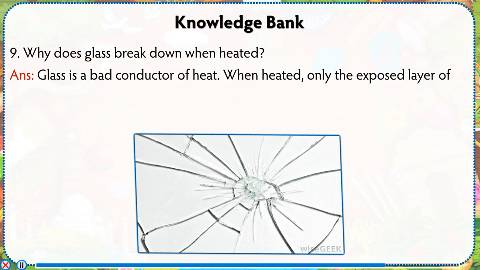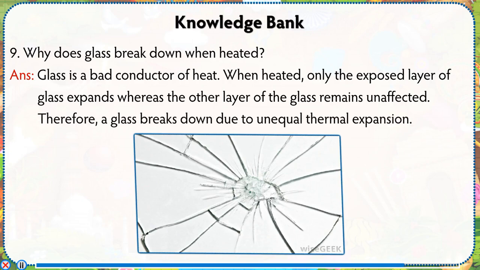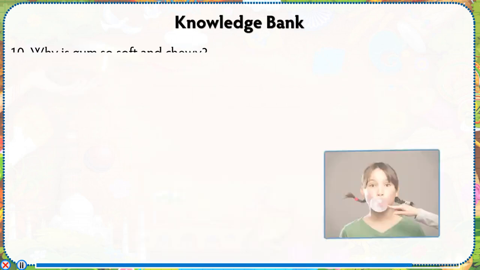Answer: glass is a bad conductor of heat. When heated, only the exposed layer of glass expands, whereas the other layer of the glass remains unaffected. Therefore, a glass breaks due to unequal thermal expansion.